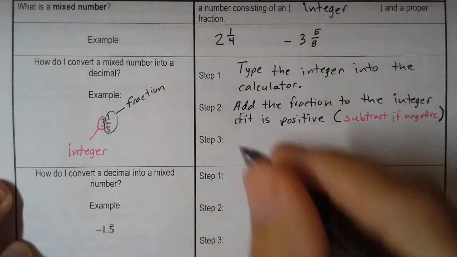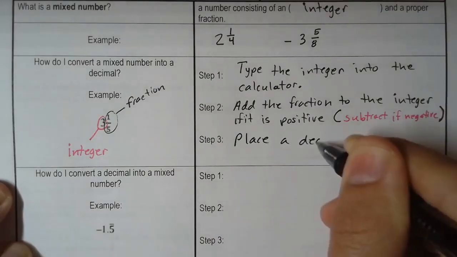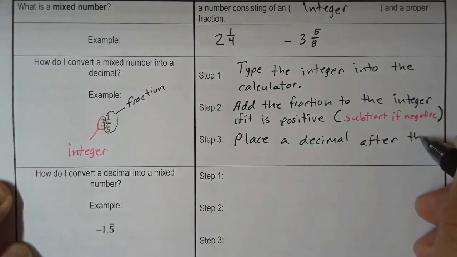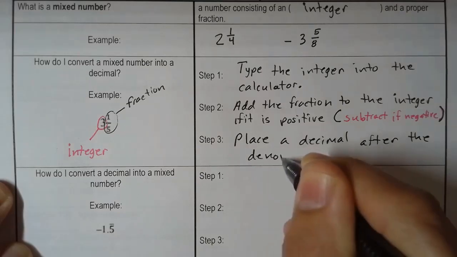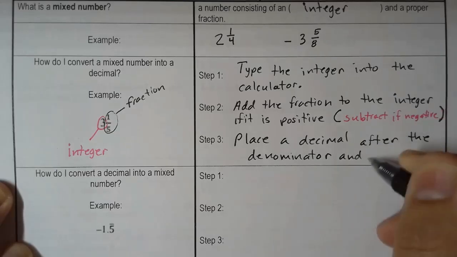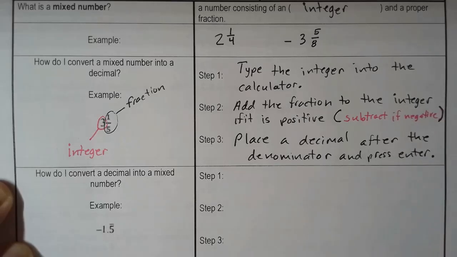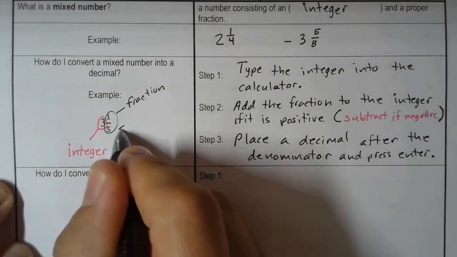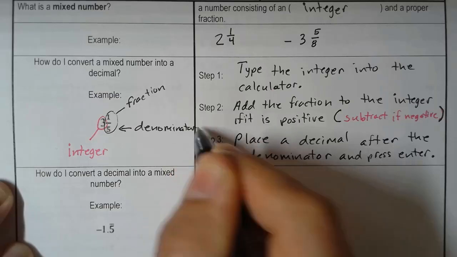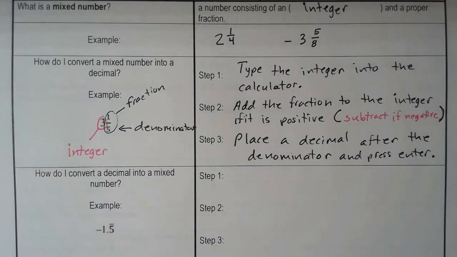Now step 3 is we're going to place a decimal after the denominator and press enter. And the denominator is just this bottom number here. I'm going to draw an arrow to it. Now let's go ahead and follow these steps and put this in a calculator and complete the process.